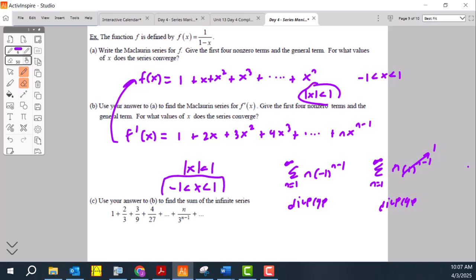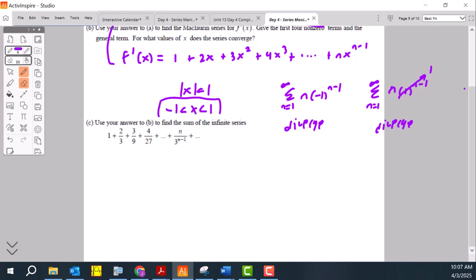But that's not guaranteed to be the case. You will have some where in the original interval, they both diverged, but once you take the derivative or once you take the integral, then one of them might converge. Now, we can also use this to come to conclusions about problems like part C. We want to use the series from B to find the sum of this infinite series. Now, that doesn't mean we're going to add together all the terms of the series. It means, what can we gain from information about part B that will let us find a sum here?